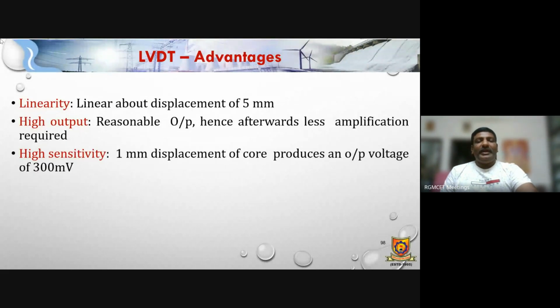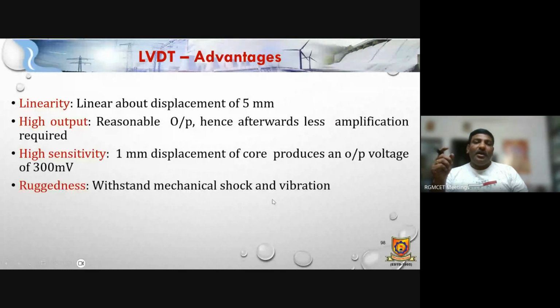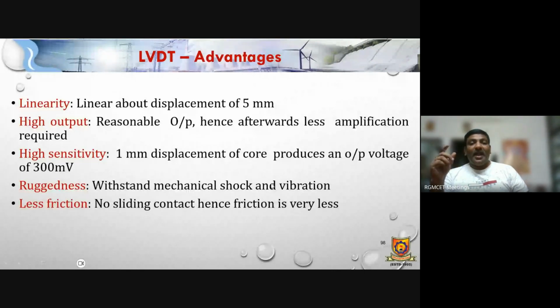So we can have the advantages. The linearity is up to about 5 mm. It will be linear in nature, with a high output range. Even less amplification is required, and it has high sensitivity. Even for 1 mm of displacement, we can obtain around 300 millivolts of output voltage at the core, and it can withstand shocks and mechanical vibrations also.